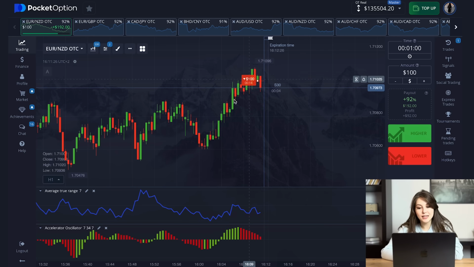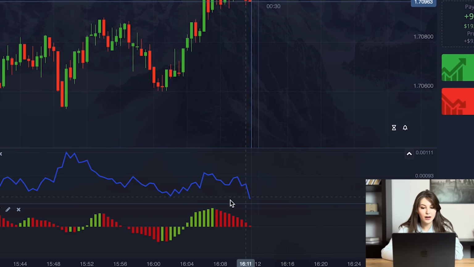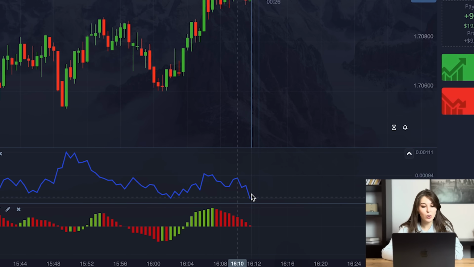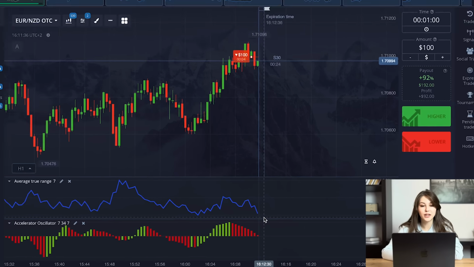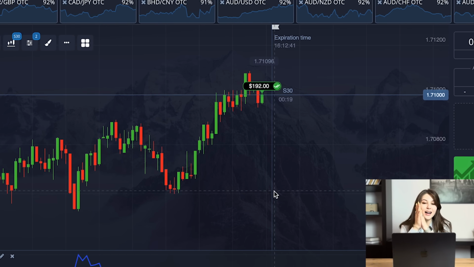So as you can see, we're working to the second part of the curve. We still don't have a lot of buyers. We're still going lower with the average true range and we're still going lower on our market. And guys, we have the first profit and I think that is just amazing.